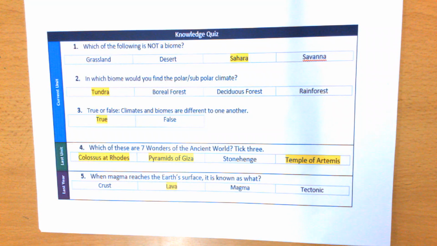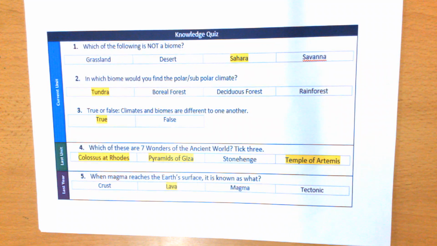Number 3. True or false? Climates and biomes are different to one another. True. Yes, that was explained at the beginning of the last lesson, that climate is the pattern of weather over time, and biomes is where animals and plants with similar characteristics live. So well done, that was true. Okay, let's go back to our last unit, all the way back to the beginning of January. Which of these are 7 wonders of the ancient world? Tick 3. The Colossus of Rhodes is one, Pyramids of Giza, and the Temple of Artemis.